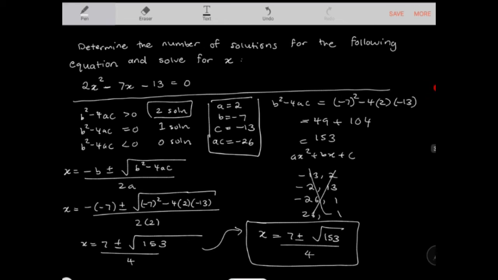And yeah, that's how you can solve an equation that isn't factorable. You can just use the quadratic formula. So it's a pretty useful tool.